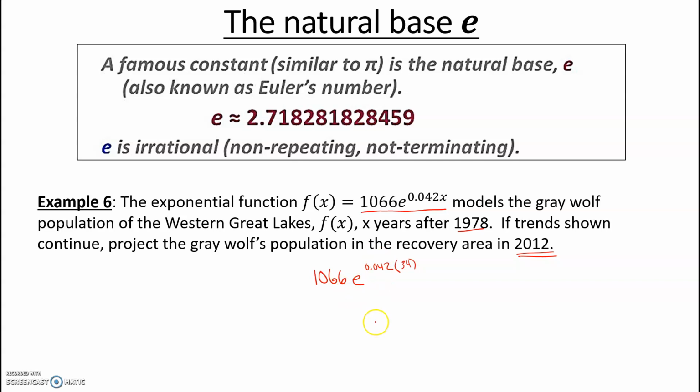And you're going to type this in your calculator. Again, I posted a link, and you should get 4,445.59, which we're going to round to 4,446 approximately. Should be our population of gray wolves in 2012 in the recovery area.